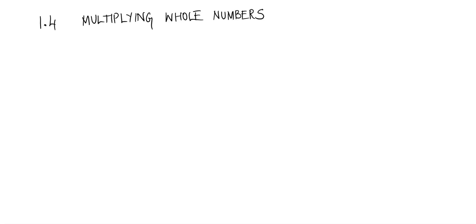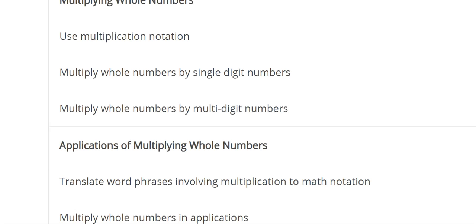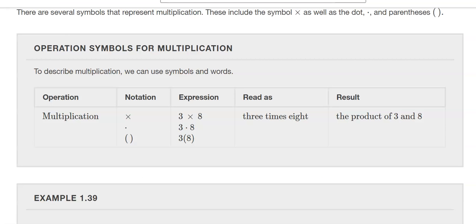So when we talk about multiplying, we do have specific notations. So let's look at the notations here. When we talk about multiplication, the symbol itself, like addition had a plus, subtraction had a minus, no confusion there, because it was just one way of expressing it. But when it comes to multiplication, we have different ways of expressing it.